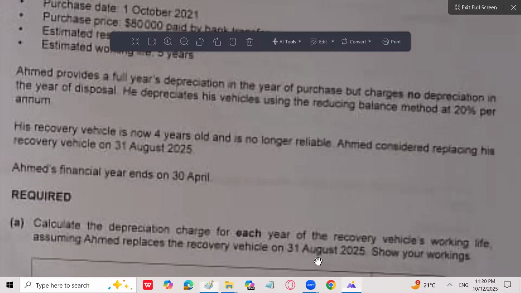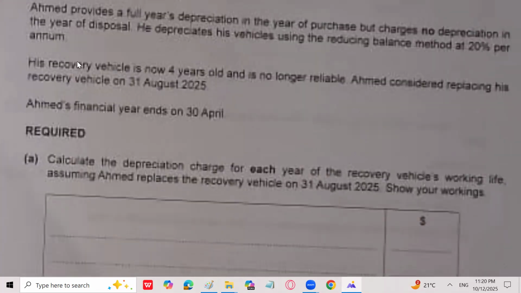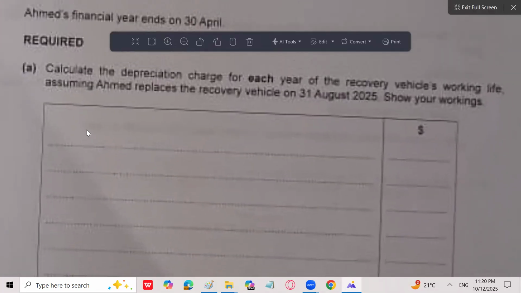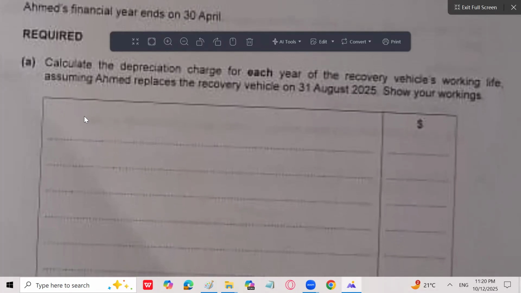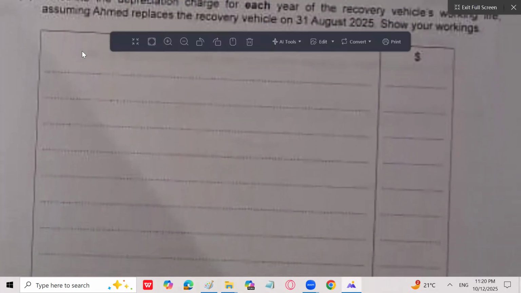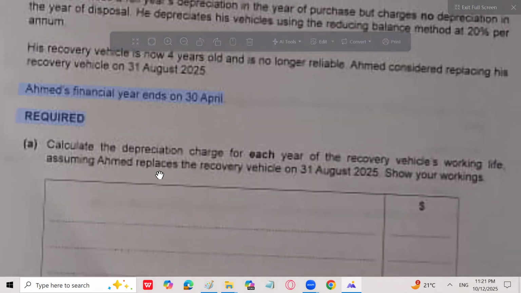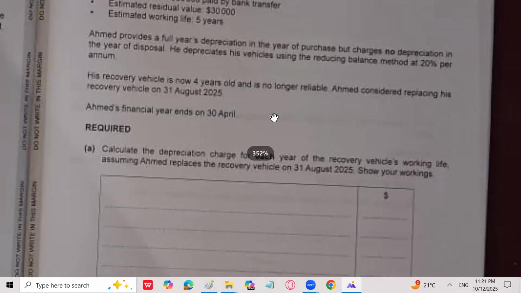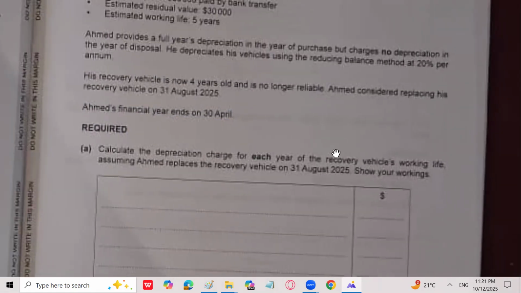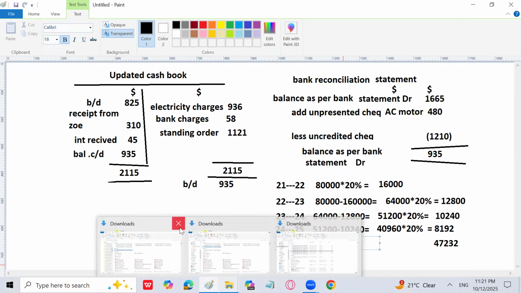Okay. So we have calculated the charge for depreciation for this particular asset. Calculate the depreciation charge for each year of the vehicle working life, assuming Ahmed replaces the recovery vehicle on 31st August. Just show your working. So I have shown the working. I just want you to see the marks, 4 marks. So you can easily assess why 4 marks have been given to this particular part. Now let's move forward to the next part of the question. So let me go back. Here it is.